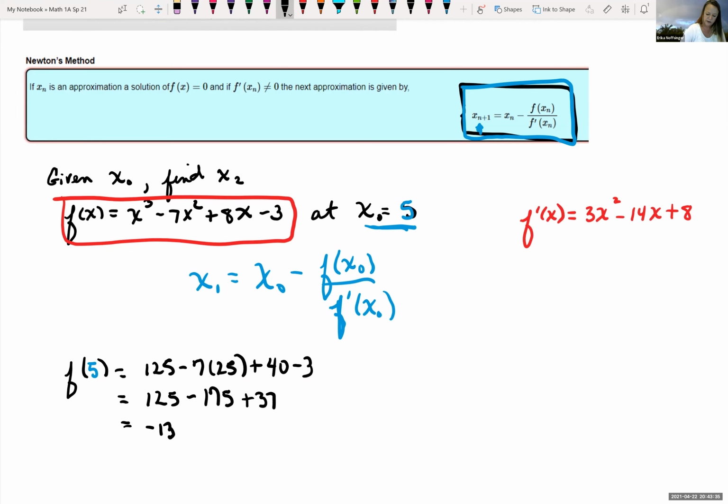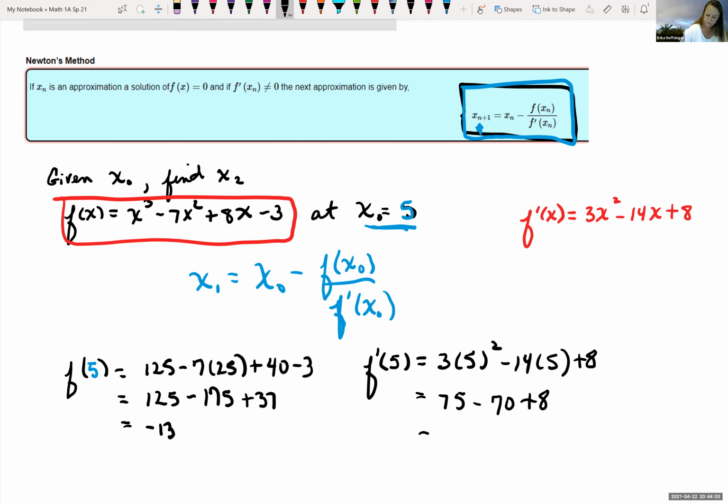If we look at the derivative, though, at 5, we're going to get 3 times 5 squared minus 14 times 5 plus 8. So we have 3 times 25, which is 75, minus 14 times 5, that's 70, plus 8. So 75 minus 70 is 5. 5 plus 8 is 13.